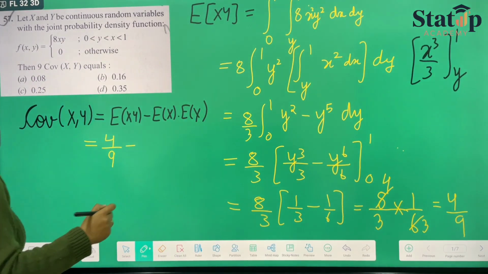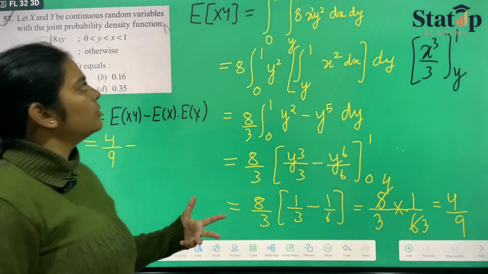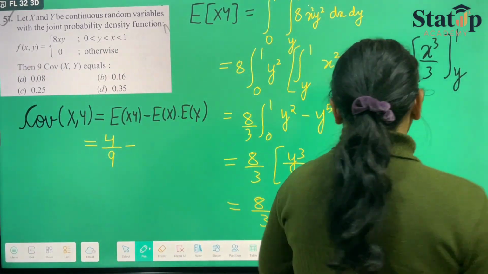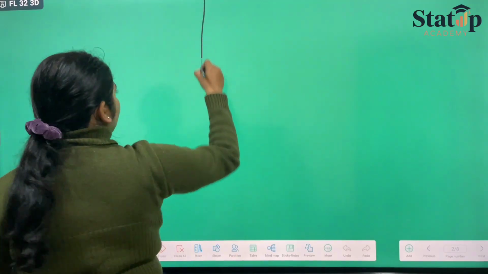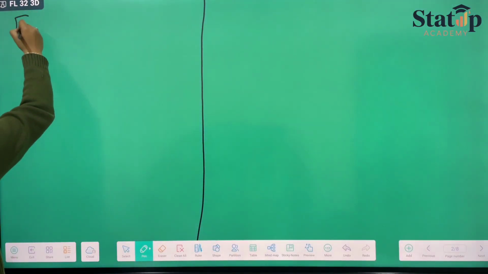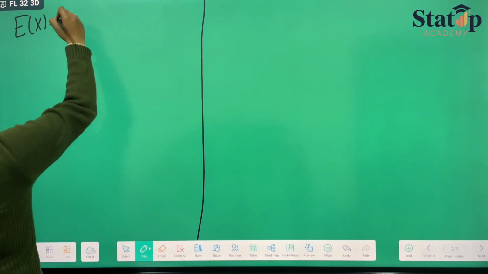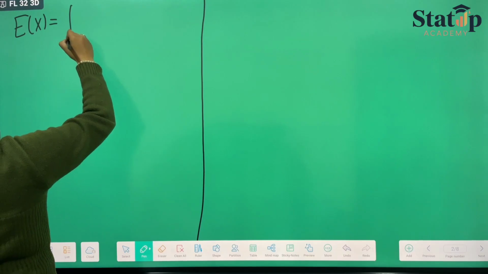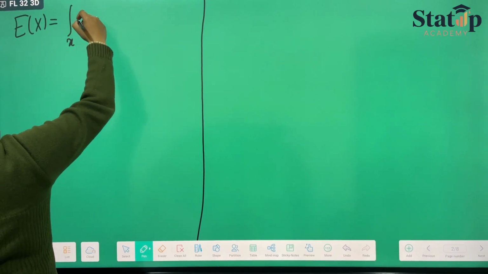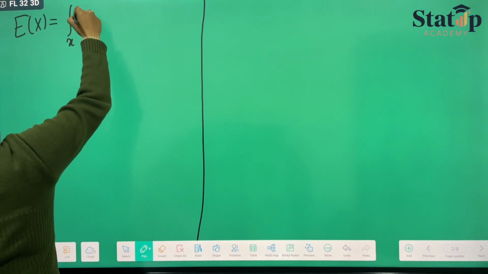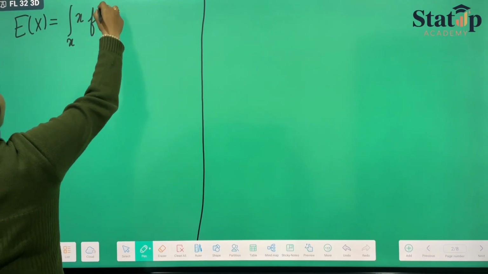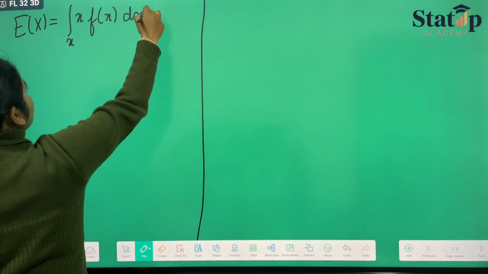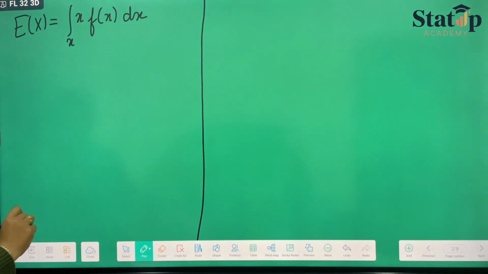I have written it. Now we'll do expectation of x. So for calculating expectation of x, we know that the formula is nothing but integration over x, x fx dx, right? But for this we have to calculate fx also. So how are we going to calculate that?